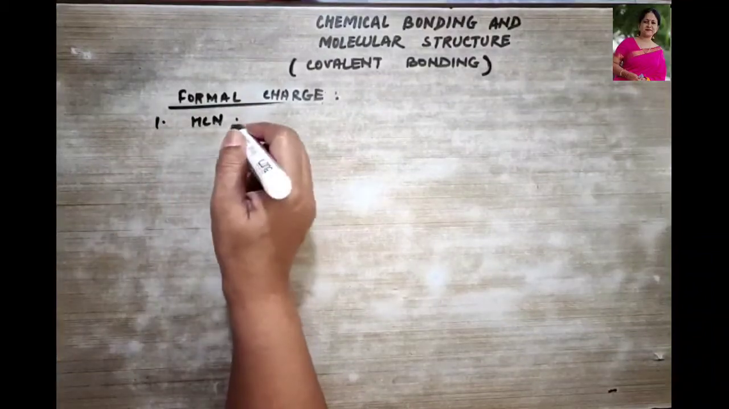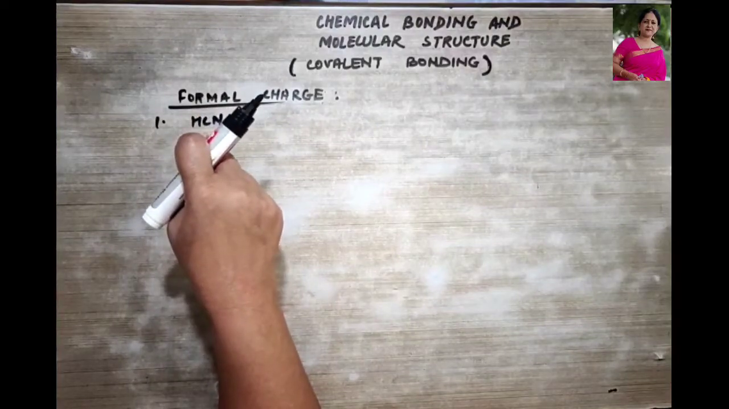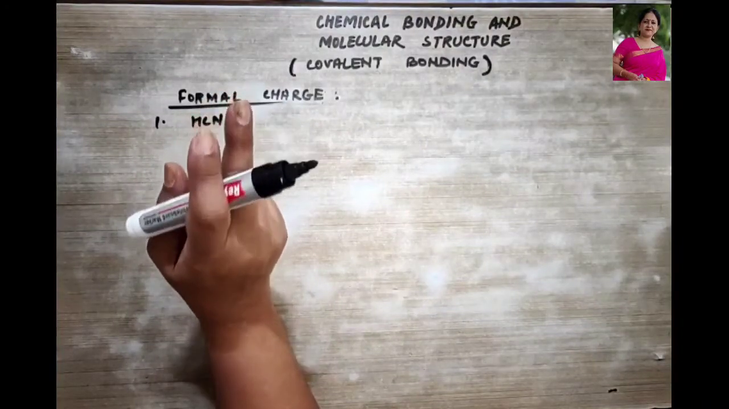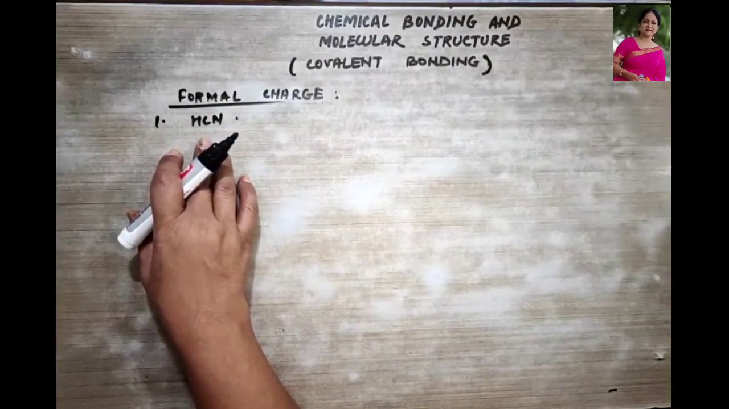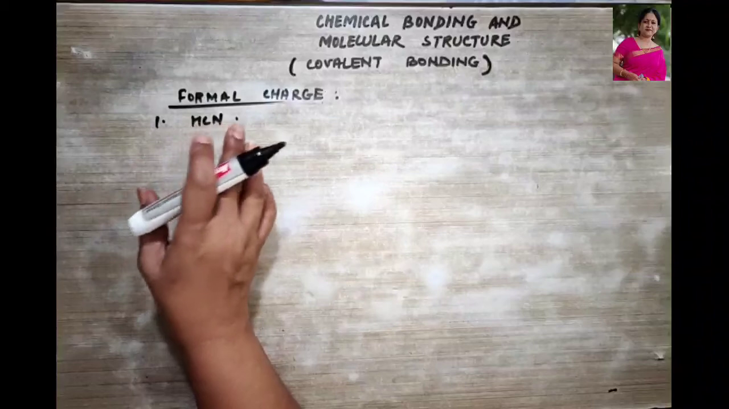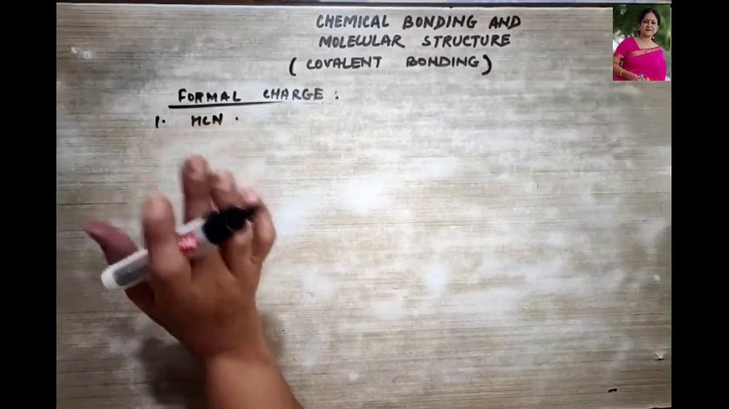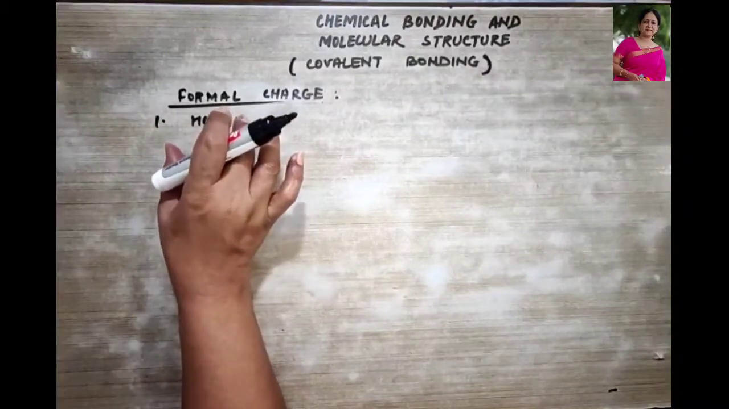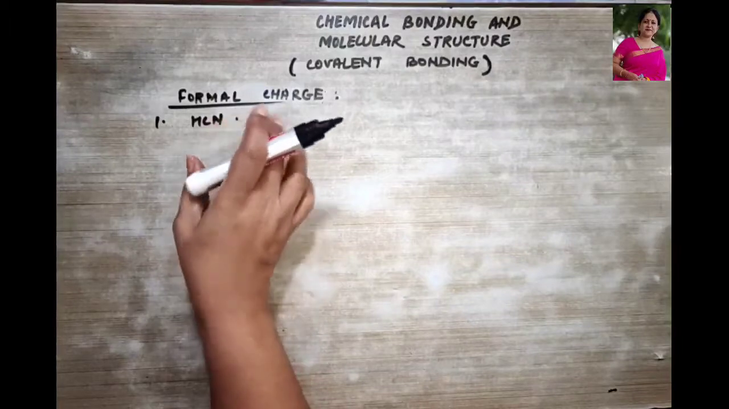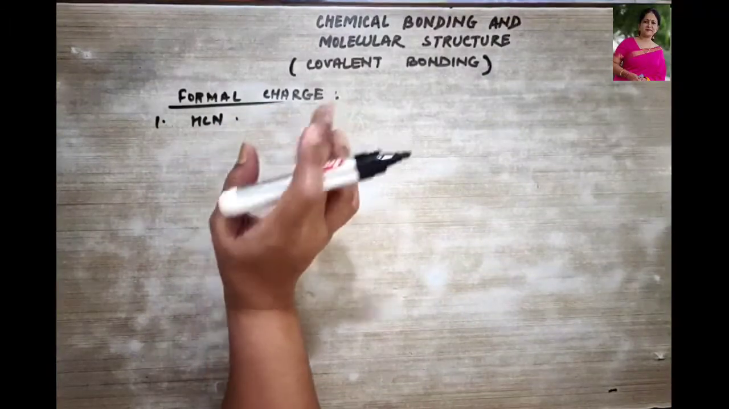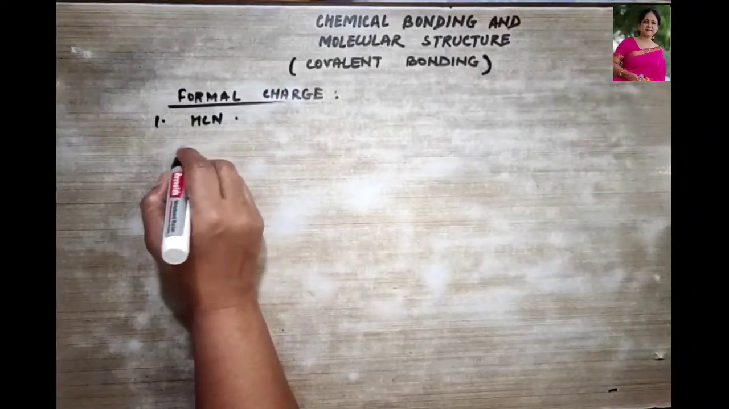So we have to assign a formal charge to this compound, that is HCN. Remember, first and foremost you have to draw the Lewis dot structure of this particular molecule, and then calculate the different types of electrons on and around each atom, and finally calculate the formal charge. Now you are going to see how I calculate the formal charge over here. First, let us make the Lewis dot structure.